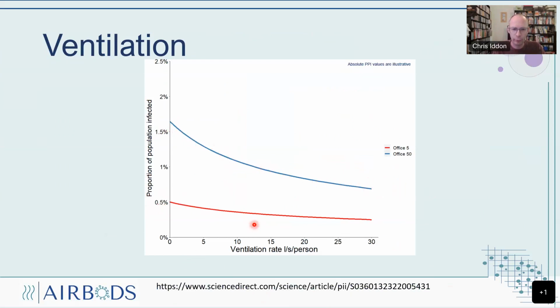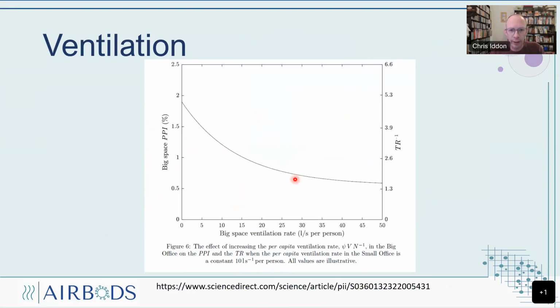right down to the levels that we would see in the 5-person office, we'd have to put an extraordinary amount of ventilation into the space to have an equivalent risk as a 5-person office ventilated at 10 litres per second per person. So again, this shows the impact of targeting those poorly ventilated spaces and getting them adequately ventilated, rather than over-ventilating spaces in terms of eliciting an effect.